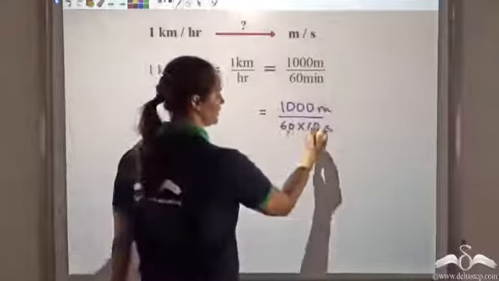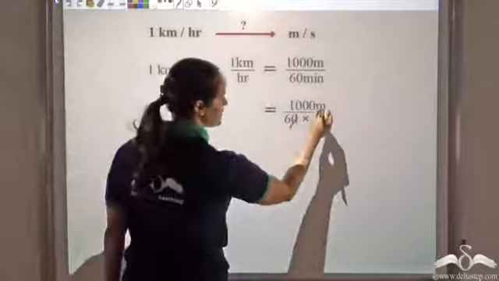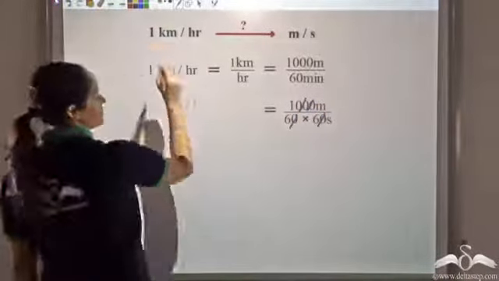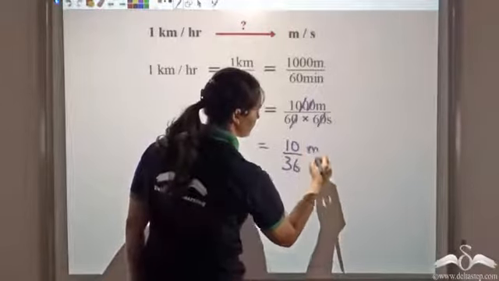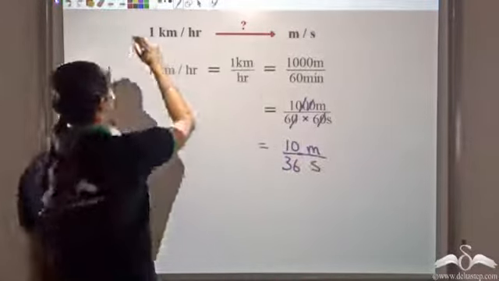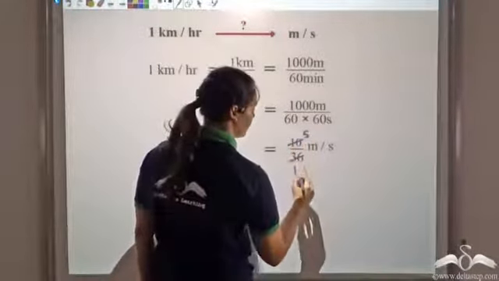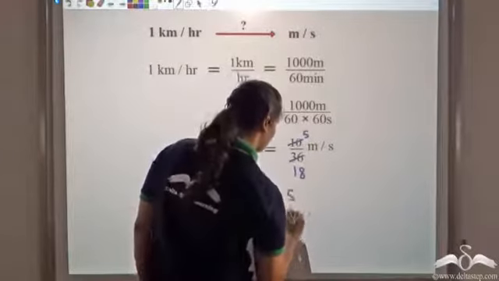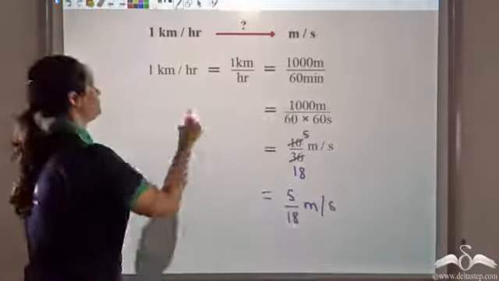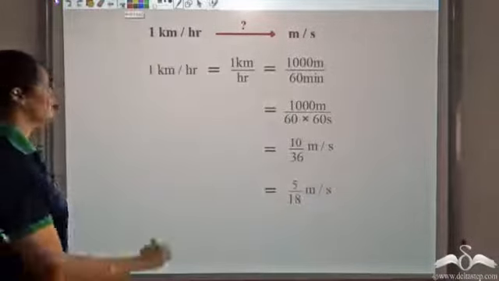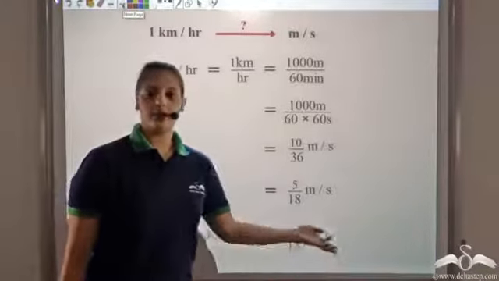So this turns out to be, I can cancel out the zeros. This turns out to be 10 by 36 meters by second. So 10 by 36, which is nothing but 5 by 18. So this is equal to 5 by 18 meters per second. This is what we get. That is, 1 kilometer per hour is equal to 5 by 18 meters per second.